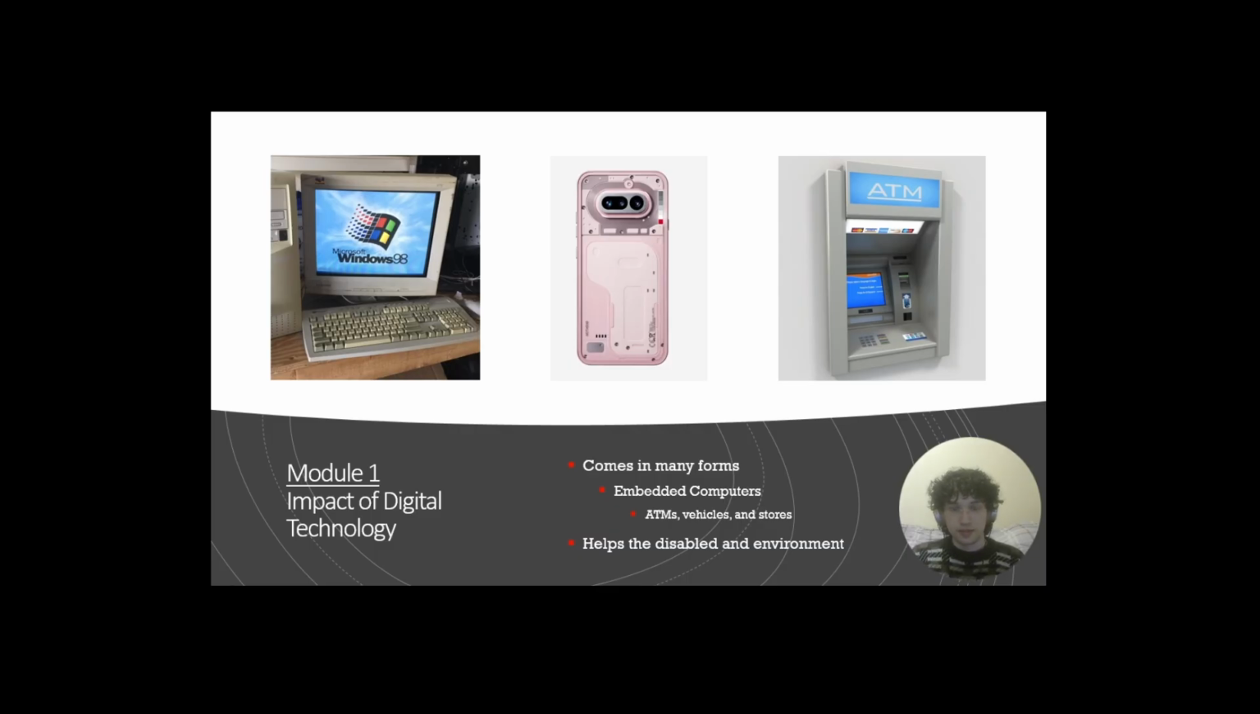The book talks about aspects like embedded computers, right? Stuff that you wouldn't expect is a computer or has a computer, but actually does, things like an ATM, vehicles, printers, even objects that help the disabled, right? Hearing aids as such. There are use cases of technology that even help out the environment.